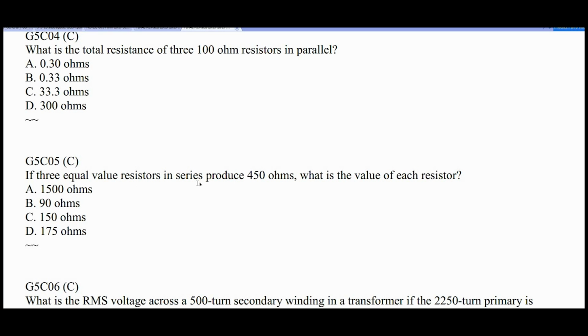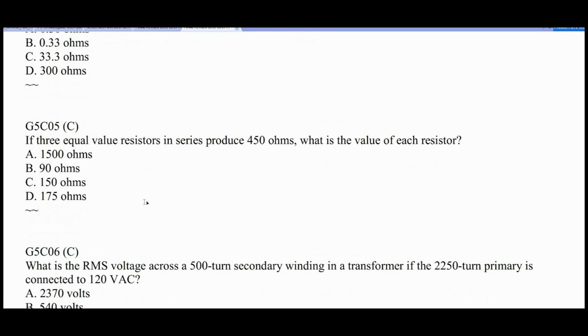G5C05, if 3 equal value resistors in series produce 450 ohms, what is the value of each? Well, it would be 150 ohms. Each one adds.